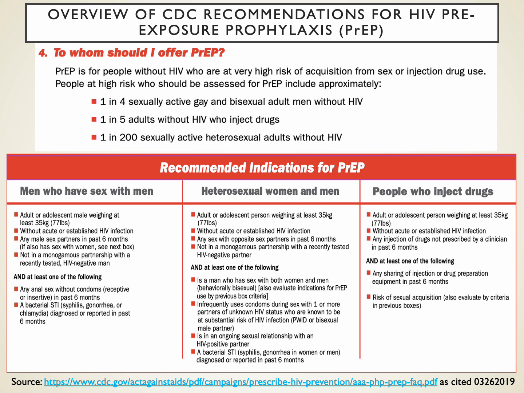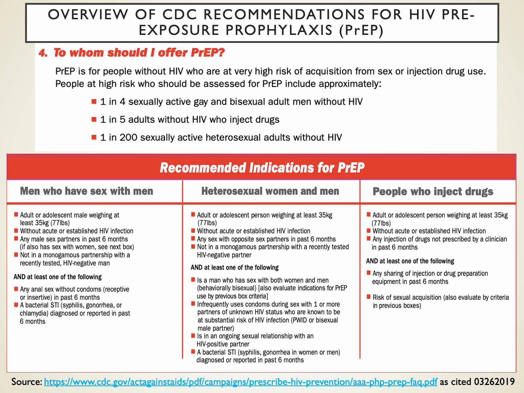So who's a candidate? First of all, men having sex with men, if they're at least 35 kilograms, they don't have HIV, they test negative for HIV, and they've had multiple sex partners in the prior 6 months, and/or they're in a non-monogamous relationship with someone who has tested HIV positive. All of those, plus what would indicate that they're higher risk for HIV is if they don't use condoms, particularly if they've had anal sex in the past 6 months, or if they've had any sexually transmitted infection, which by default suggests that they may have not used appropriate barrier and protection. And so that's indicative of perhaps a higher risk for HIV. So those are really the candidates for PrEP.